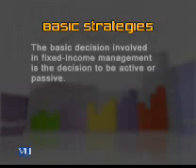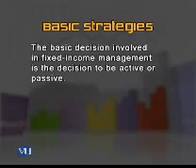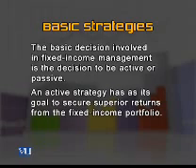So there are basic strategies that we need to look at. What are the basic strategies? We have basic decisions involved in fixed incomes, and we can talk about decisions being what? Active and passive. So we talk about active strategies in which we can expect superior returns from a fixed income security. In active investments, we look at better returns than passive investments.